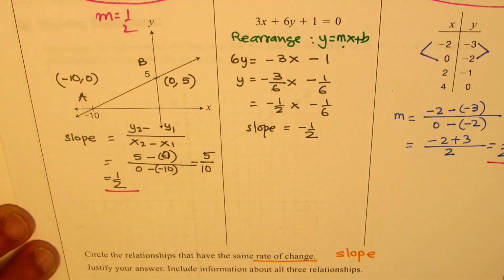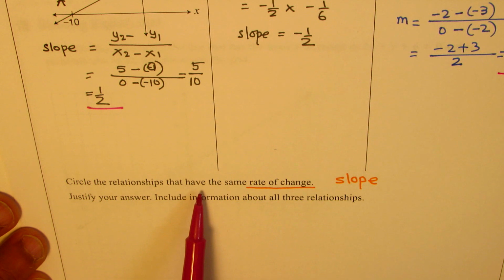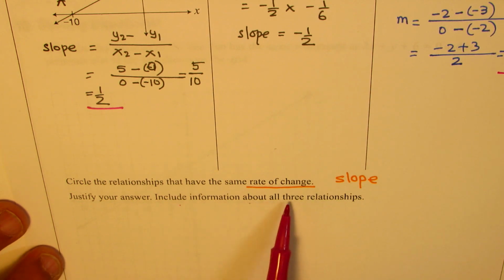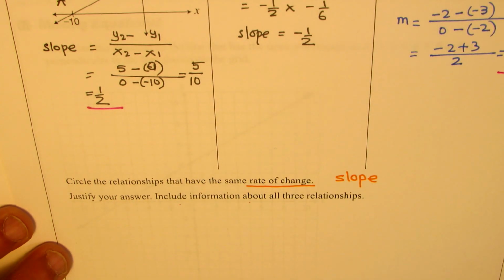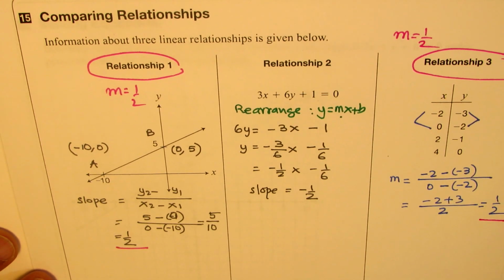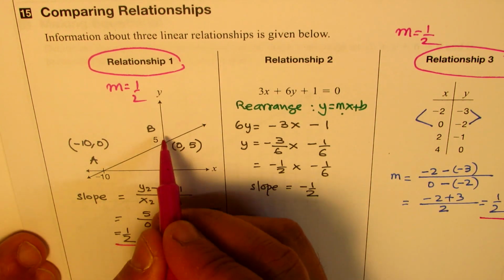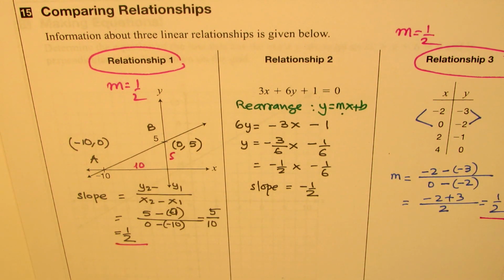Is that clear to you, right? So we need to circle the relationships that have the same rate of change, which is the slope, and justify your answer, include information about all three relationships. So this is not the same since it is negative half, but the other two have the slope of positive half and they are exactly same. Perfect. So this rise over run is like 5 over 10, which gives you positive half. So I hope that makes sense.